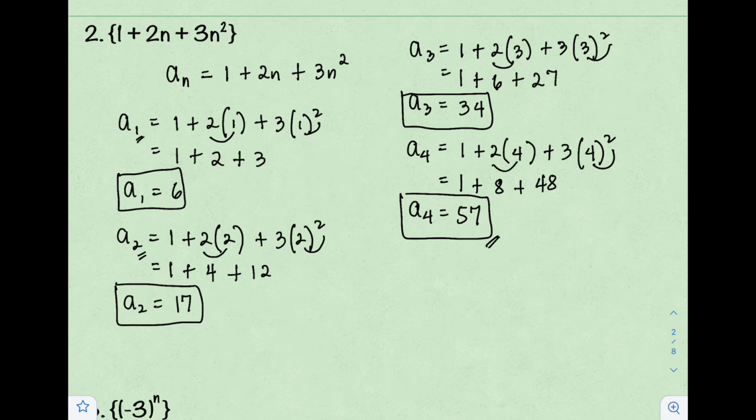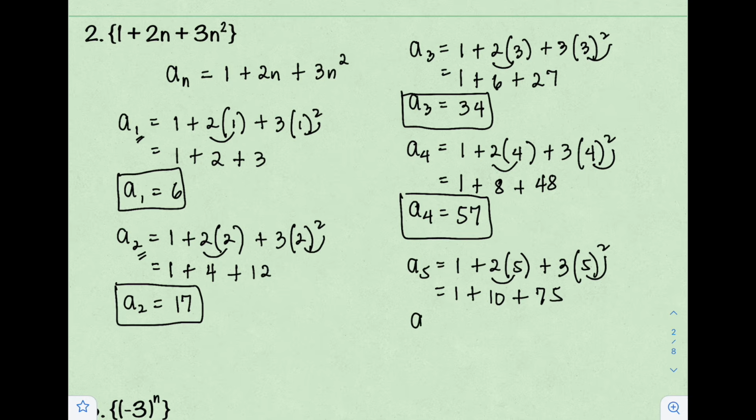Okay, guys? So next, yung ating last term, yung pang-5. So this time, ang n natin is equals to 5. So 1 plus 2n, which is 5, plus 3n, so that's 5 squared. So 1 plus 2 times 5, this is 10, plus 5 squared, that's 25 times 3, that is 75. Then, ang fifth term natin this time, we have 1 plus 10, 11 plus 75, that is 86.